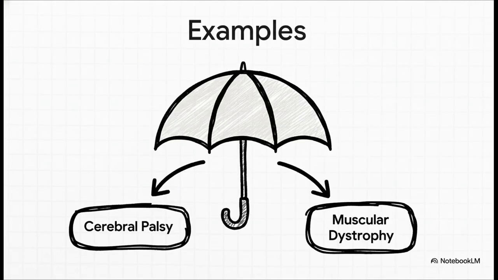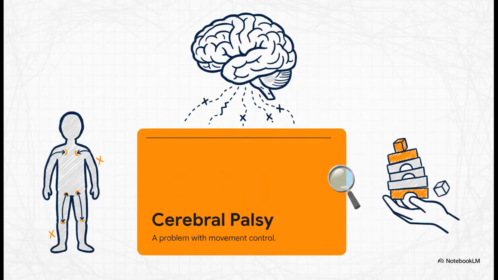So under that big umbrella, things start to get more specific, and this is where it gets really interesting. There are a bunch of different conditions that fit here. To make it super clear, we're going to look at two specific examples: cerebral palsy and muscular dystrophy. Let's start with cerebral palsy. The key word to lock onto here is control. This condition is all about a problem with controlling movement. Think of it as an issue with the signals that go from the brain to the muscles.